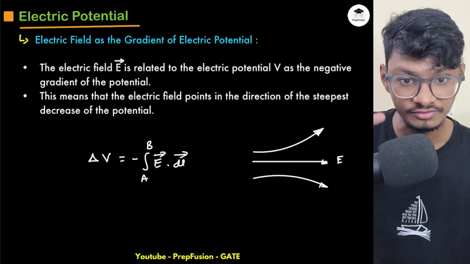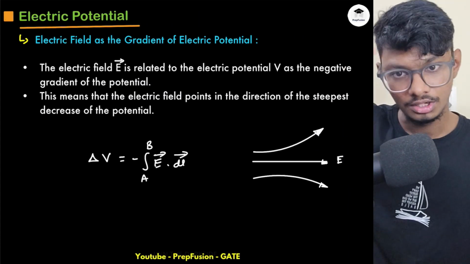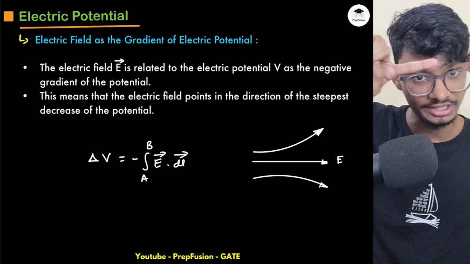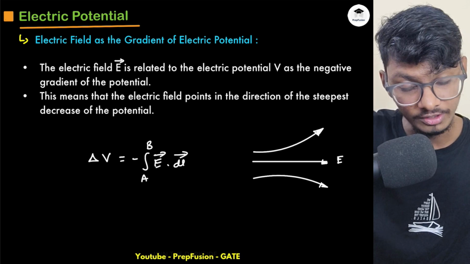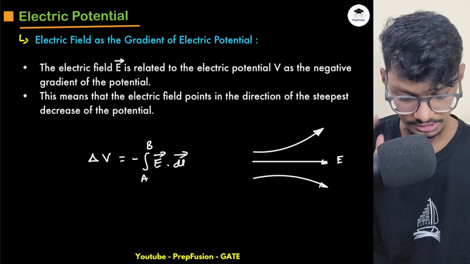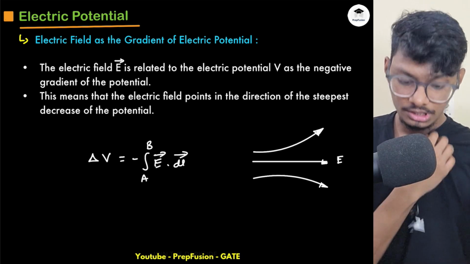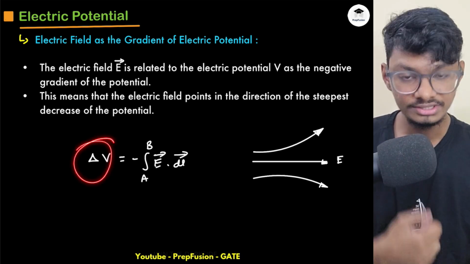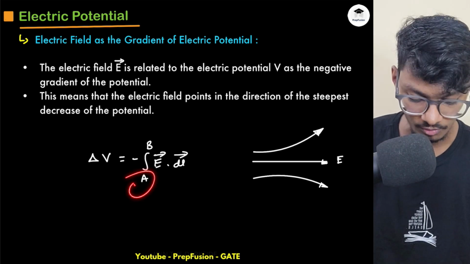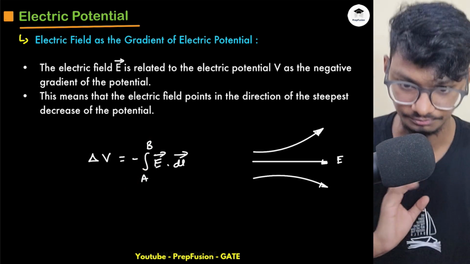So this is electric field as a gradient of electric potential. Now I know how to find electric potential if I know the electric field. Now if I know the electric potential, how can I find out the electric field? That we'll understand from now onwards. So we know one expression, right? Del V, that is change in potential, is equal to minus integration of E dot dl from A to B along this closed line.